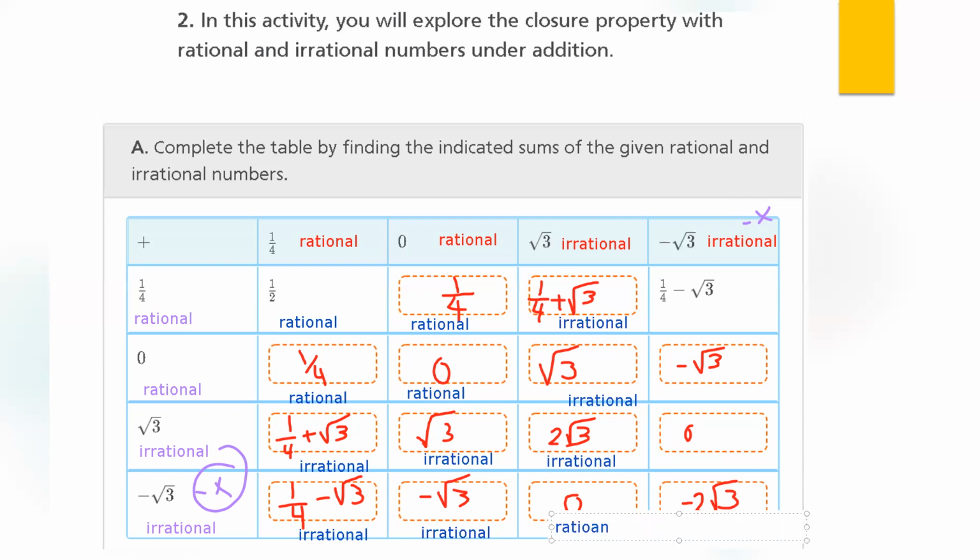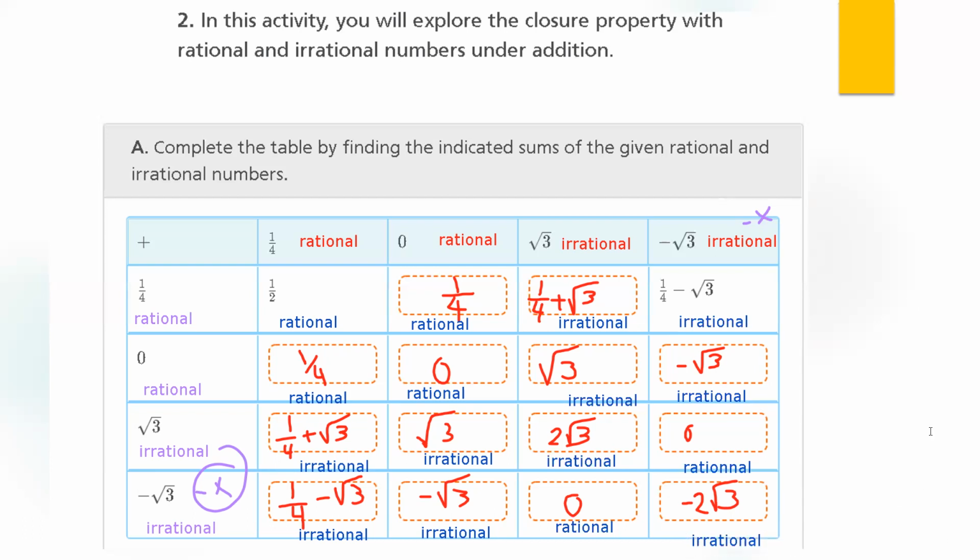So sometimes, as you see, if you add two irrational numbers, the answer could be rational. Now here, rational with irrational, it is irrational. Now, irrational with irrational, the answer is rational. And the last one here, it is irrational.